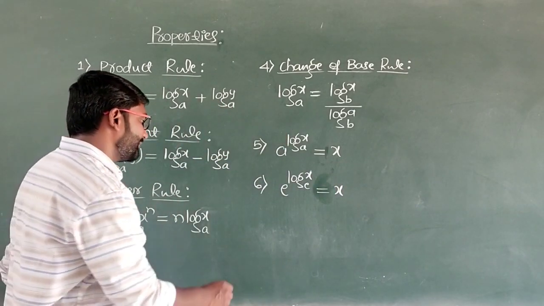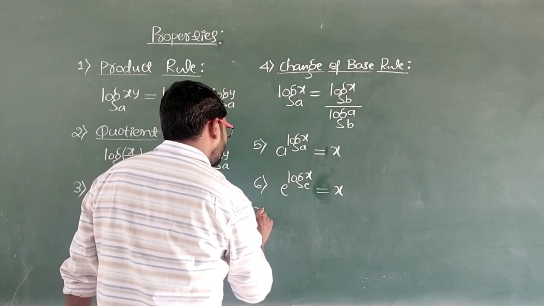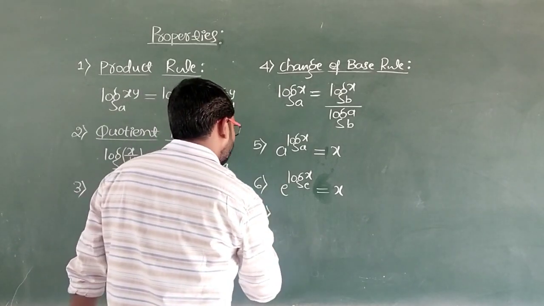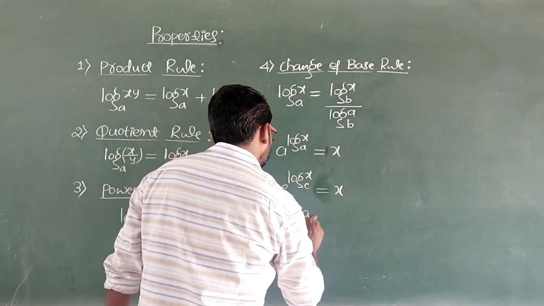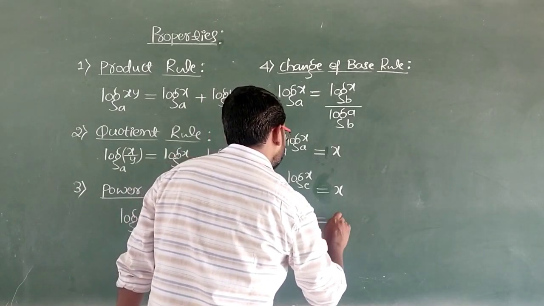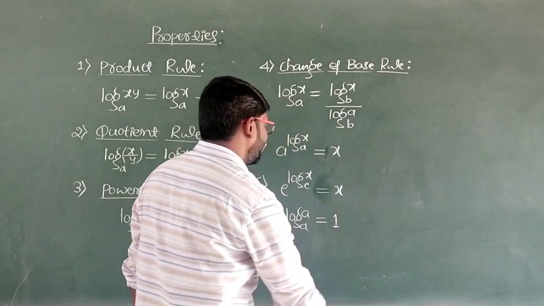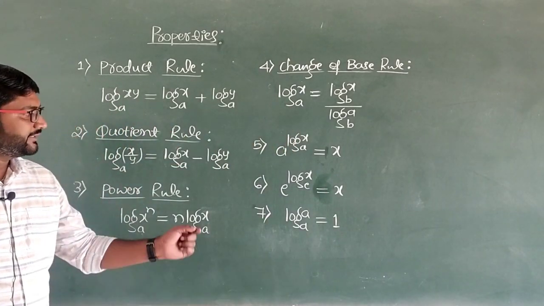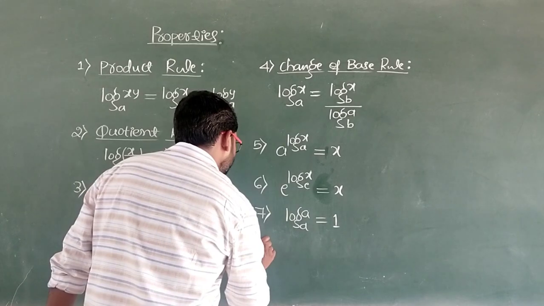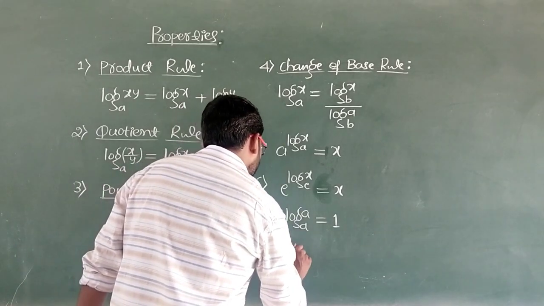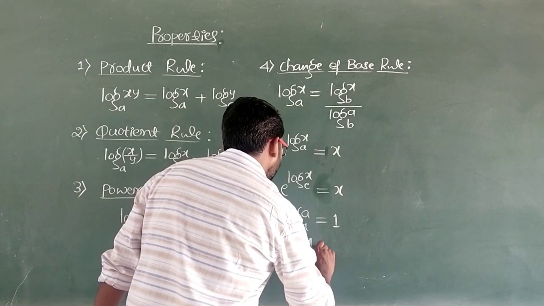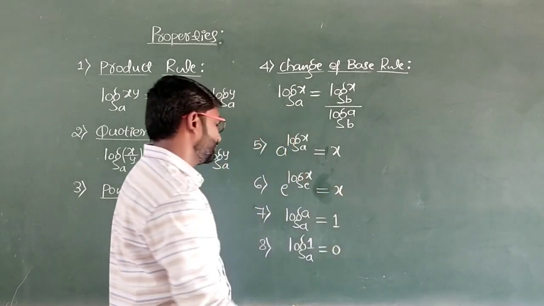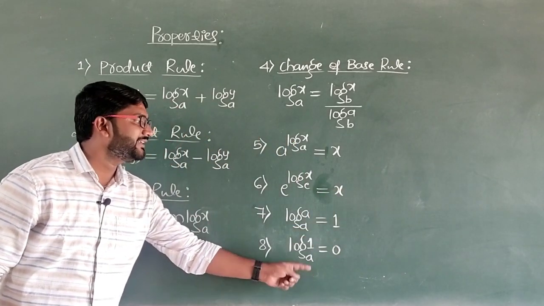Then the seventh one, log a to the base a is 1. And then the eighth one, the value of log 1 to the base a is 0.